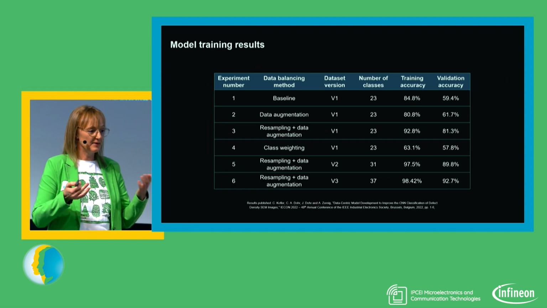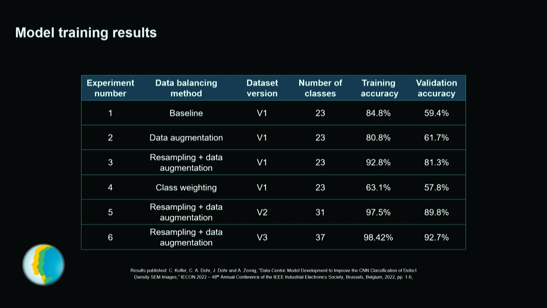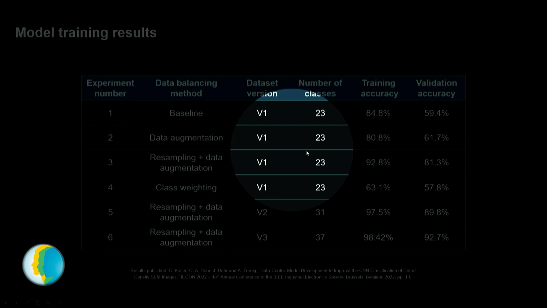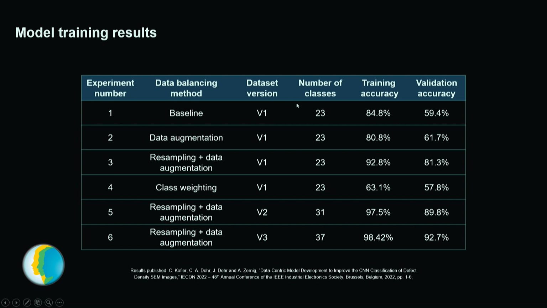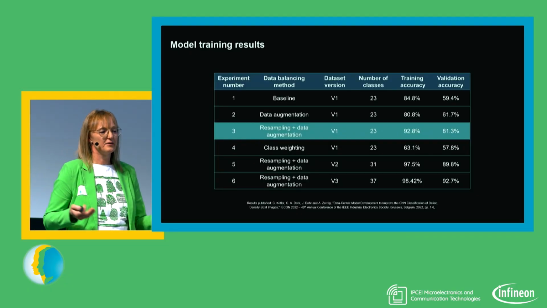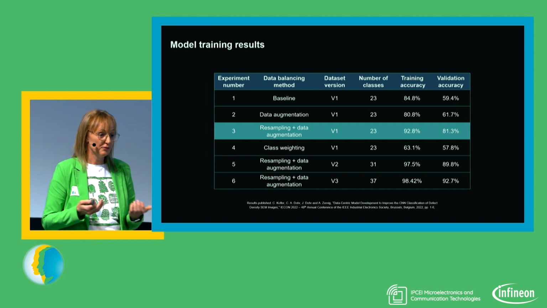Here is a summary of this iterative data-centric approach. At the beginning, we started off with a first version of our data set. Back then, we had 23 classes in the data set and trained a baseline model on this imbalanced data set just as it was. Then we also trained models where we first applied different data balancing methods. With these experiments, we found out that applying the resampling, which I showed you, plus the data augmentation works best for our data set. But we knew back then that we were not yet representative for the production.